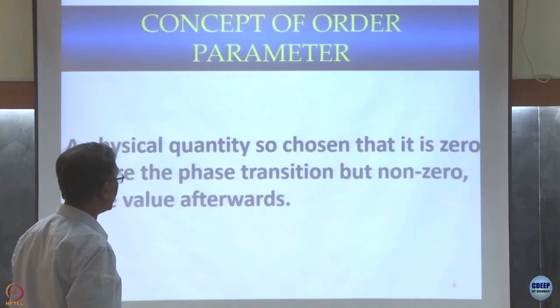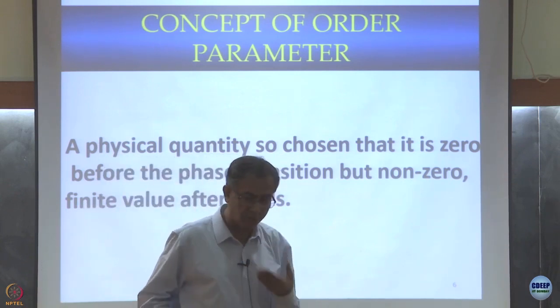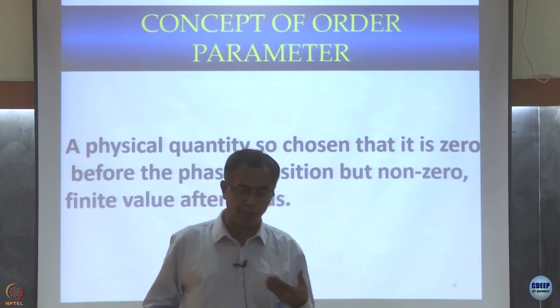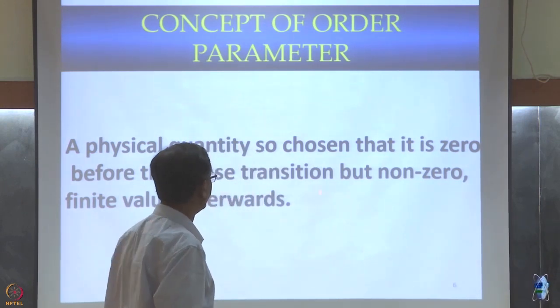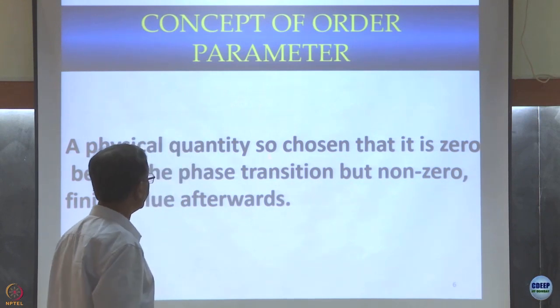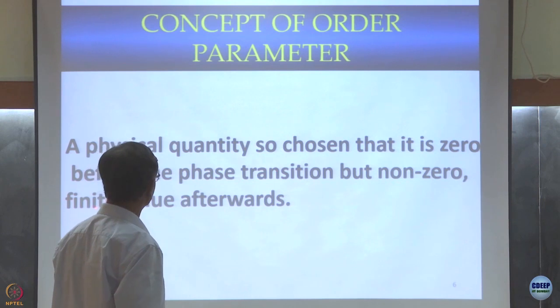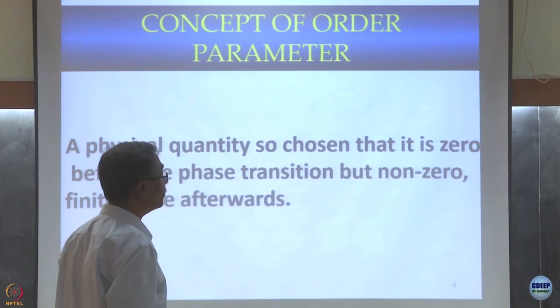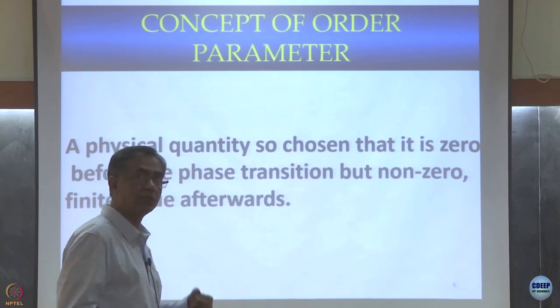Now, we started off saying the order. Before that, let me tell you what an order parameter is. We need something to characterize the phase transition. This is done through an order parameter. It is a physical quantity so chosen that it is zero before the phase transition, but becomes non-zero and acquires a finite value after the phase transition. That's the definition of order parameter, which is chosen.